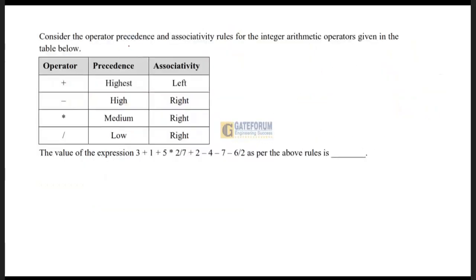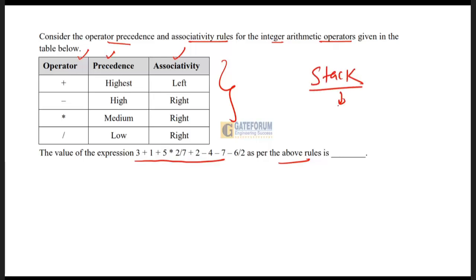The next question was asked as follows: consider the operator precedence and associativity rules for the integer arithmetic operators given in the below table, which is like this. The operators are given, the precedence order is given, and the associativity is given, and the value of this particular expression is asked as per the above rules. The question was asked from the data structure called stack, and the subtopic is application of stack data structures. It was a 1 mark question and a very easy question.